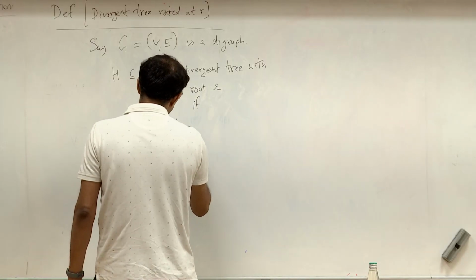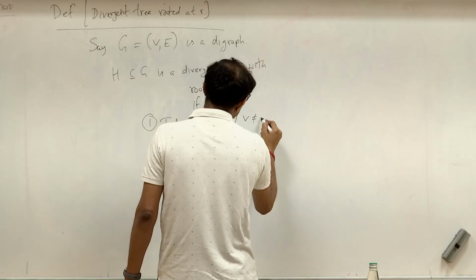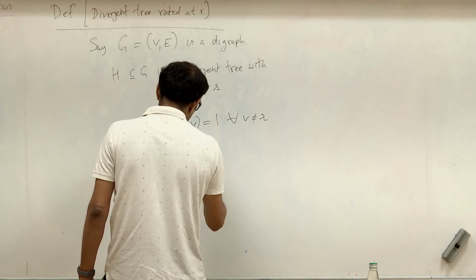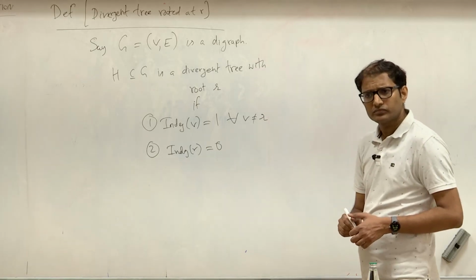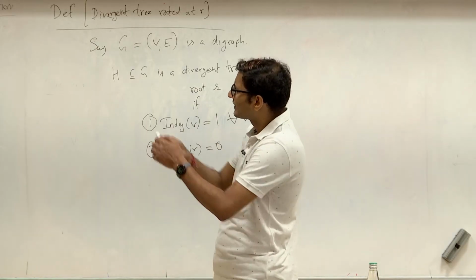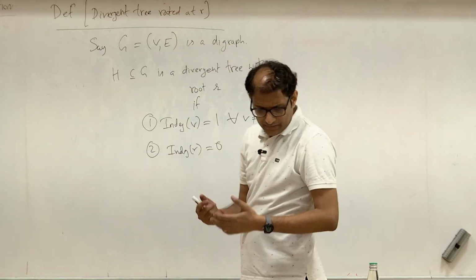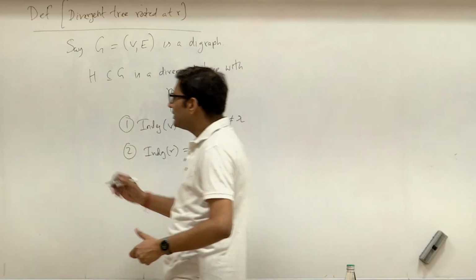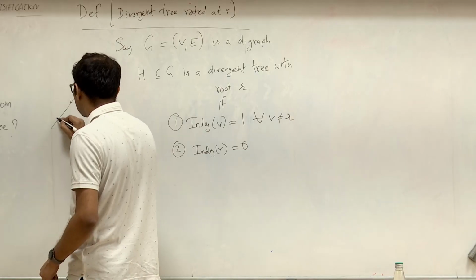The conditions just tell you that the in-degree of V equals 1 for all vertices different from the root, and the in-degree of the root is exactly 0. The in-degree of all other vertices is exactly 1, so all other vertices have exactly one edge pointing to them. That's an edge from the parent to that vertex. I think you guys are perhaps good with this. So let me just draw one divergent tree to drive the point home.